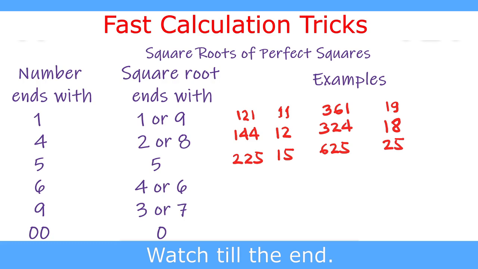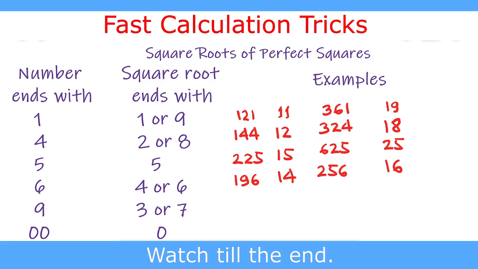Our next example is 196. 196 is a perfect square and its square root is 14. And 256. 256 is a perfect square and its square root is 16. So whenever a number is a perfect square and ends with 6, then its square root ends with either 4 or 6.